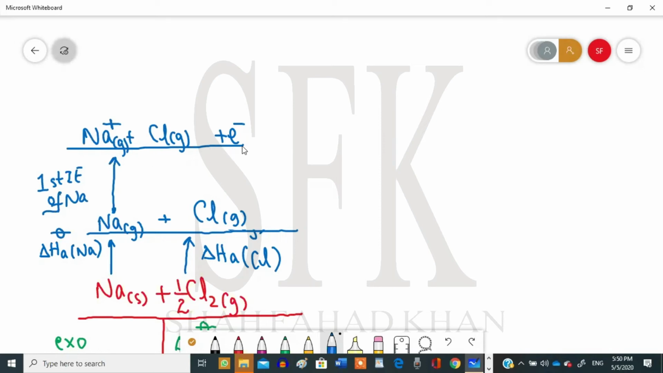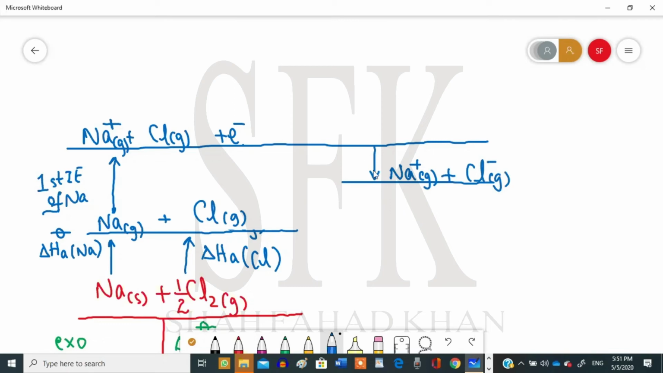Now, once you've got these products, extend this a bit to the right. I told you guys, this electron is going to be accepted by this chlorine atom, gaseous atom actually. This is going to be the electron affinity. But this is the first electron affinity, and I told you that first electron affinity is generally exothermic. So the chlorine gaseous atom will accept one electron, and to show the exothermic reaction, the arrow will point downwards this time. The products at the end of this arrow are going to be the sodium gaseous ions as they are, along with the chloride gaseous ions. The enthalpy change of this arrow is going to be the first electron affinity of chlorine, forming chloride ions.